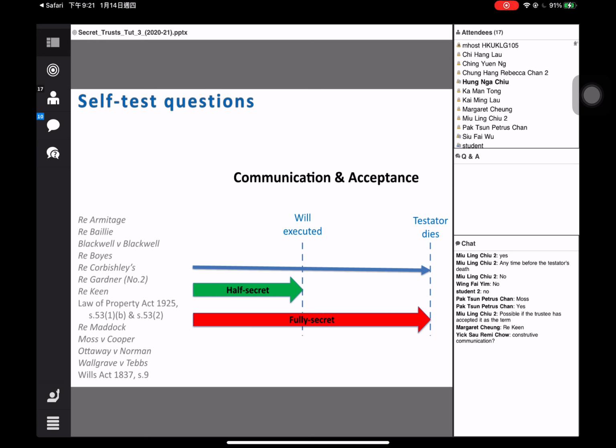Now that's the position with regard to fully secret trusts. With regard to half-secret trusts, the case of Re Bailey, which is the second one on the list there, decided that half-secret trusts are express trusts. That's what was said in the Bailey case. Why? Because the trust is apparent on the face of the will. And they thought that Section 53(1)(b) of the Law of Property Act was required to be complied with. It must be complied with.